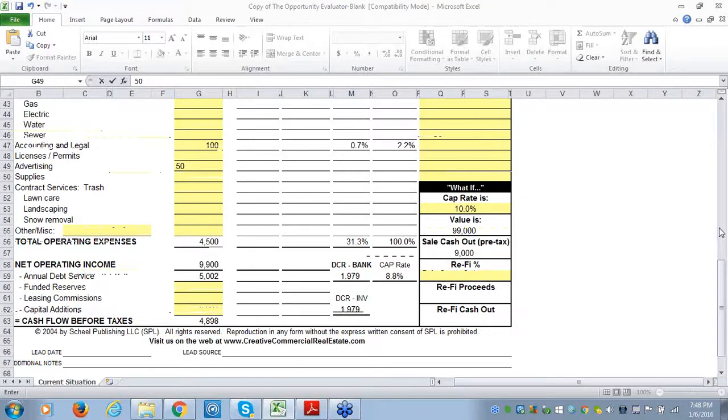Peter says, what does DCR mean? Hi Peter. Speaking of the Boston area, Massachusetts area, Peter's from up there. DCR is debt coverage ratio, and what that means, Peter, is how much of your net operating income, in this case $9,900, is available for covering debt service. In this case, the ratio is 1.979. That's really, really good.